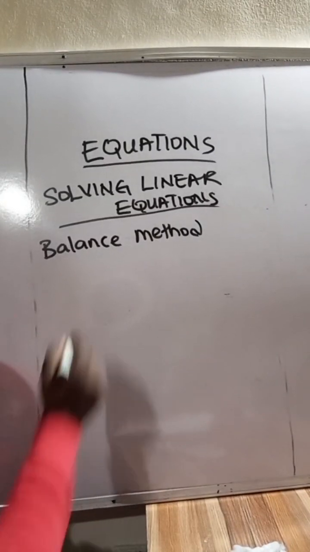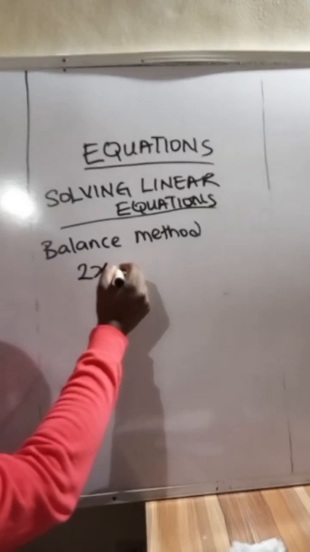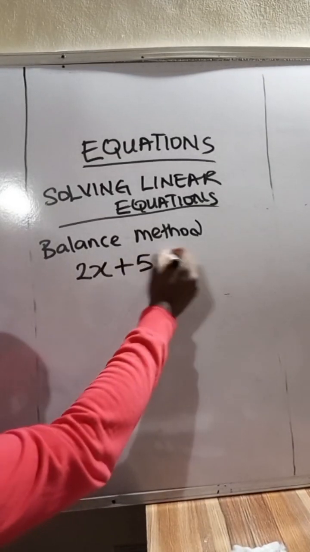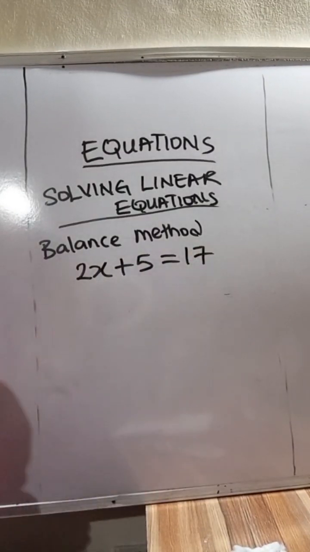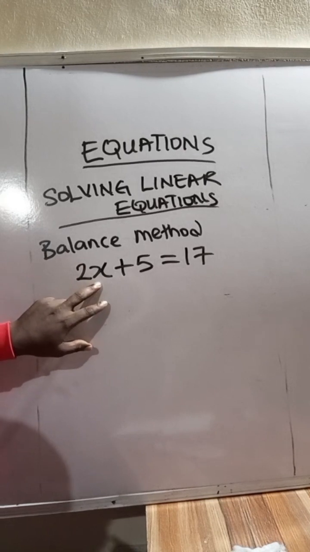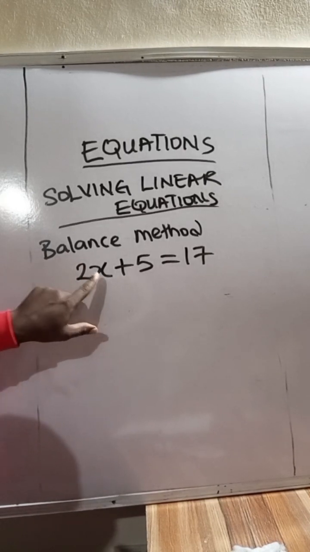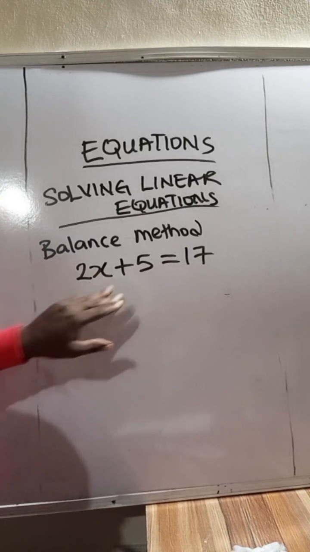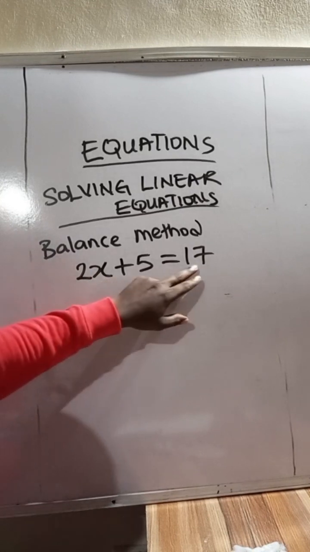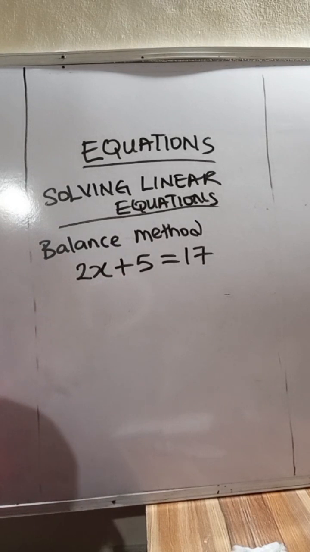So if you have an equation in this form, 2x plus 5 is equal to 17. So for us to solve this equation, what we are being asked to do is to find the value of x. This value of x must make the left side of the equation and the right side of the equation equal. And remember, the method we are going to apply is called balance method.